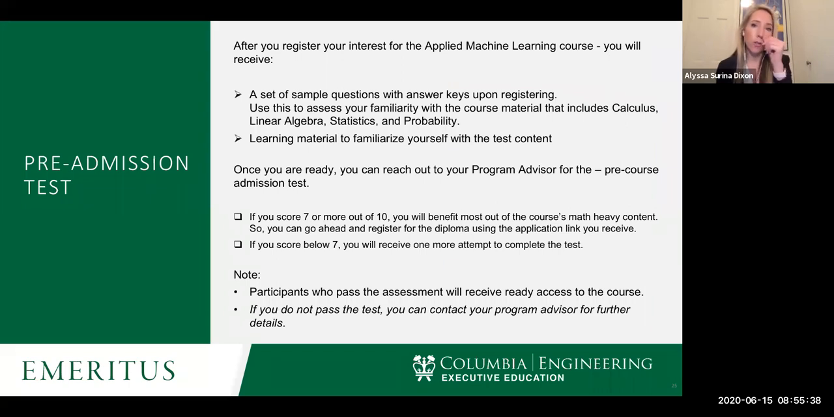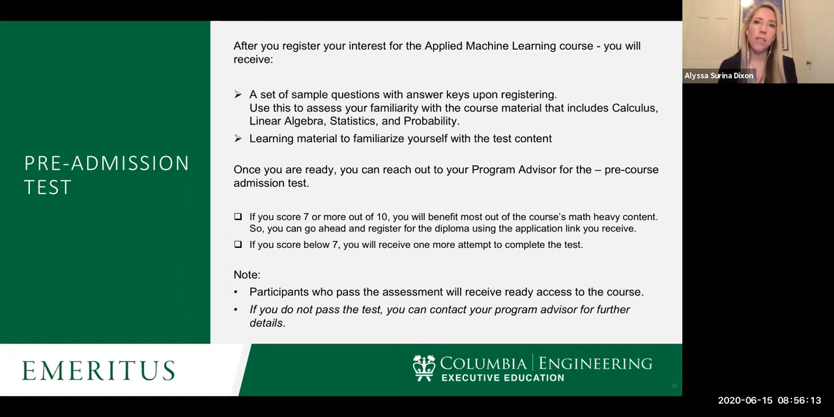So after you register your interest for the course, you receive the set of sample questions. It's a PDF and it has an answer key so that you can determine, did I get it right or not? So you'll use this to assess your familiarity with the basics of the course that you need: calculus, linear algebra, statistics, and probability. And then there's also some learning material so that you're ready for the test. And then you reach out to the program advisor for the pre-course test. If you score 7 or more out of 10, then you'll benefit most out of the course's math-heavy content. So go ahead and register for the diploma using the application link that you'll receive.